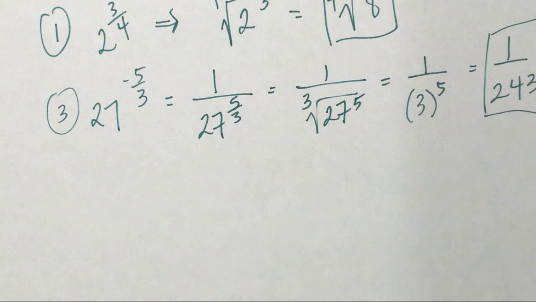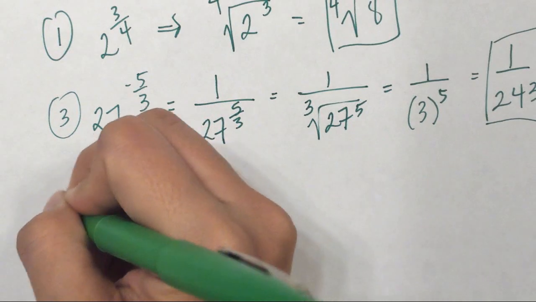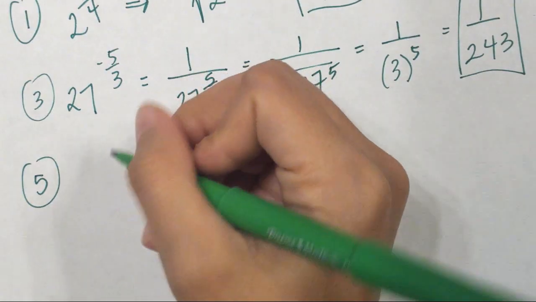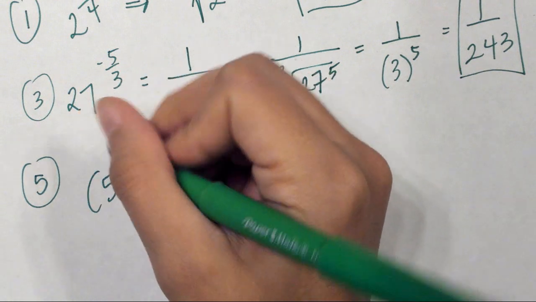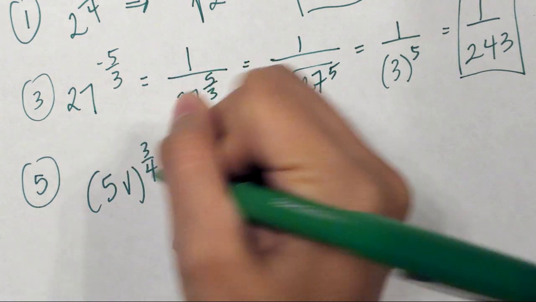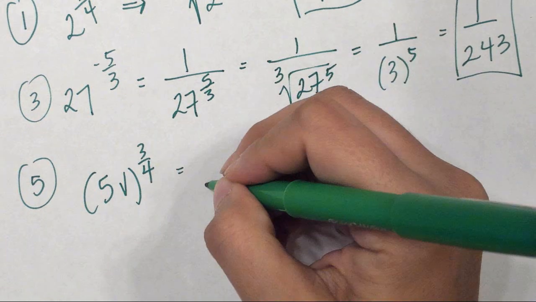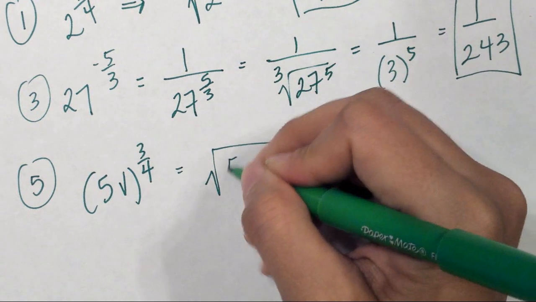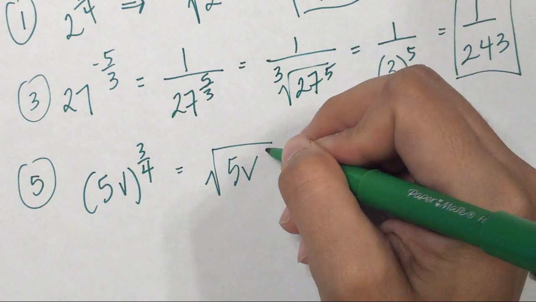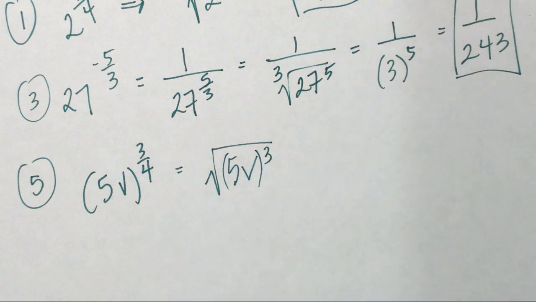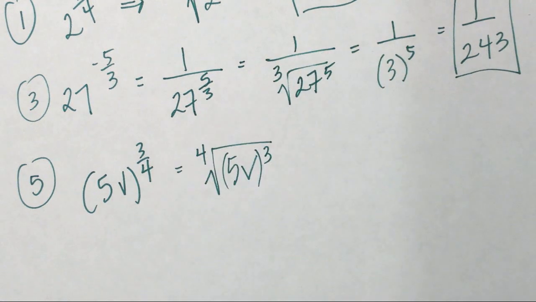Alright, so next one I'm going to do is number 5. Number 5 says I have 5v to the 3/4 power. Notice that the 5 and the v are both in parentheses, so that means those are both going to go under the radical, in this case what I call your house. So you have 5 and v, 3 is your friend, right? This goes to everything, and then 4 is the guy that gets kicked out.